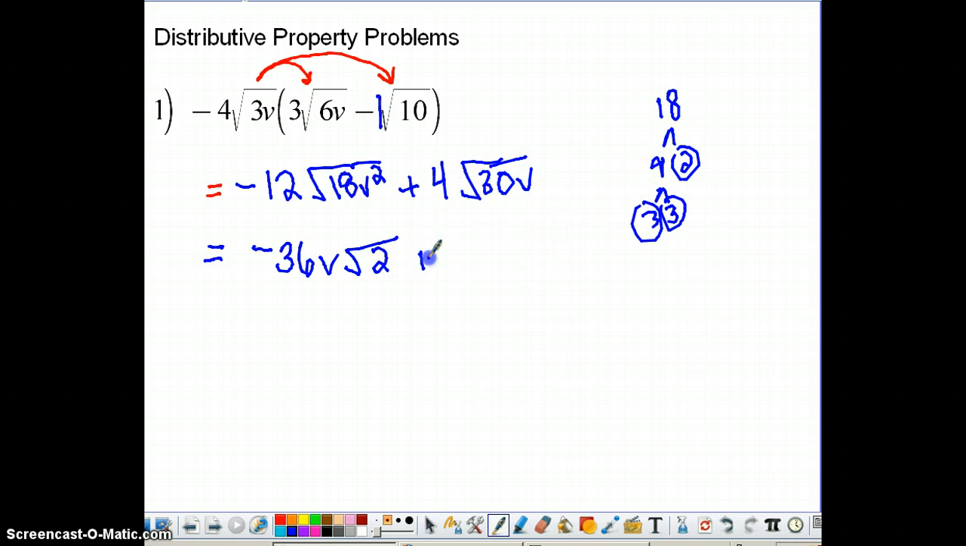And then we have plus 4 root 30v. And the 30v will not simplify, so we're going to leave it like that. Okay? So if we take a look at what we have here, we have a root 2 and we have a root 30v. They're not like radicals, so we cannot combine them, and therefore that is our answer for that particular problem.